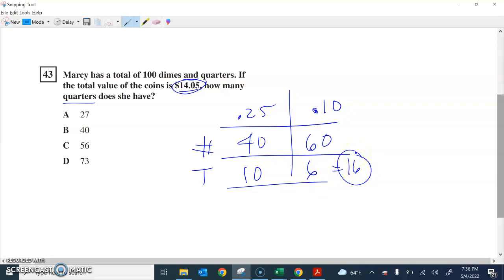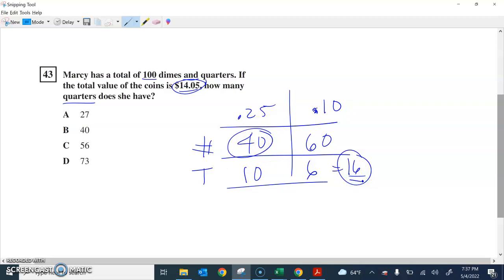You might even think of extremes. What if I had 100? What if all these 100 were quarters instead of dimes and quarters? That would be 100 times 0.25, which would be $25. So what that already tells me, just by process of elimination, is that if 40 gave me too many quarters to make it 16, it's got to be A.